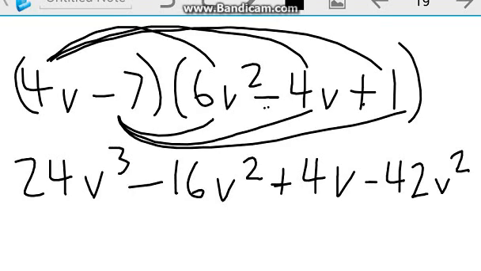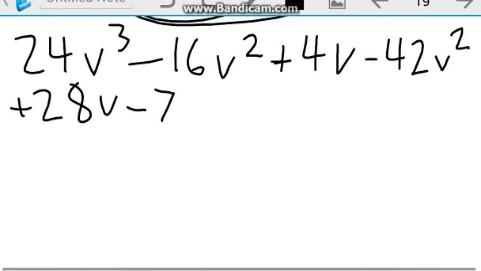Now we have -7 times -4v. So -7 times -4. Remember, two negatives give you a positive. That'll be positive 28. And we take the v with us. It's positive 28v. And now -7 times 1 is simply -7.